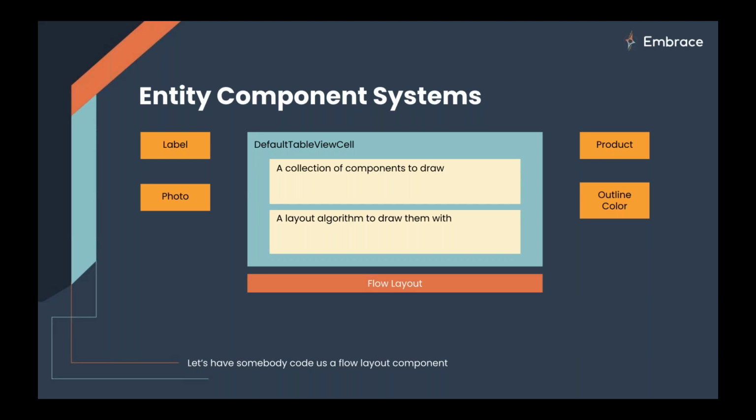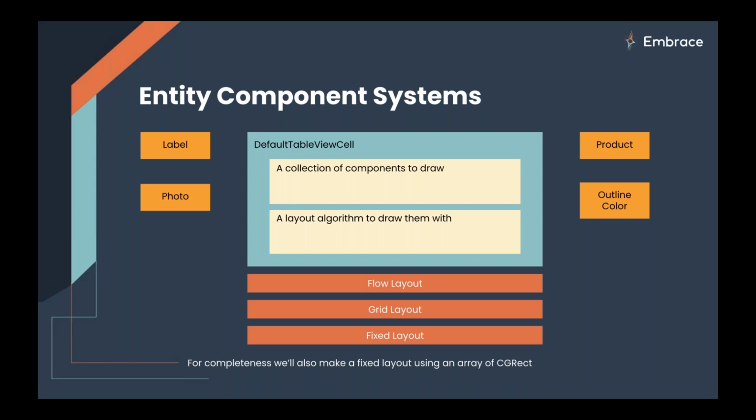Maybe we want a flow layout like the web where things flow in a row and then wrap to the next line. We also would love to have a grid layout like collection view uses, where we have fixed cells. Maybe we want a fixed layout too, where we can specify the CGRects that we want to use for each of the components we'd like to draw.